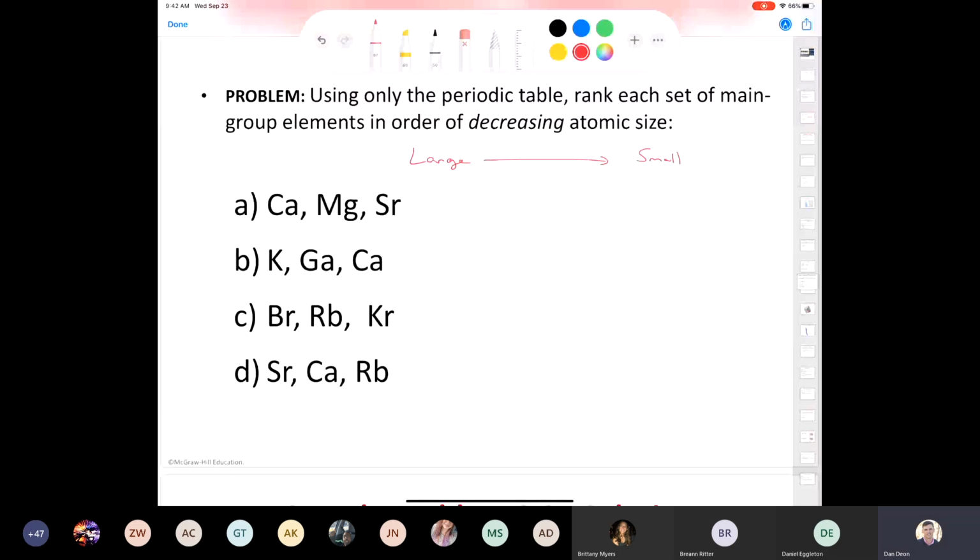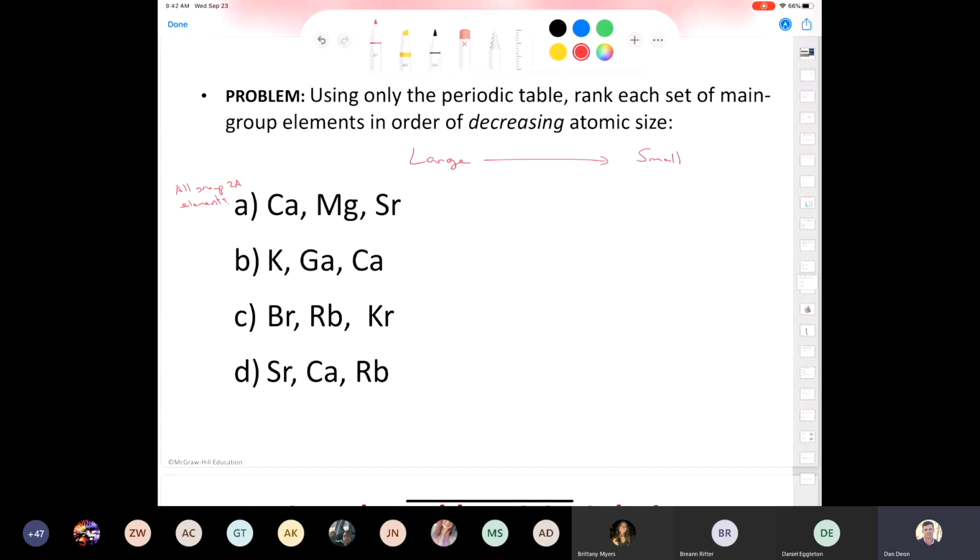Well, if we look at calcium, magnesium, and strontium, can anybody tell me what those elements all have in common? Calcium, strontium, and magnesium? Yeah, exactly. Somebody says they're alkaline earths. Yeah, they're all group 2 elements. So all group 2A elements.